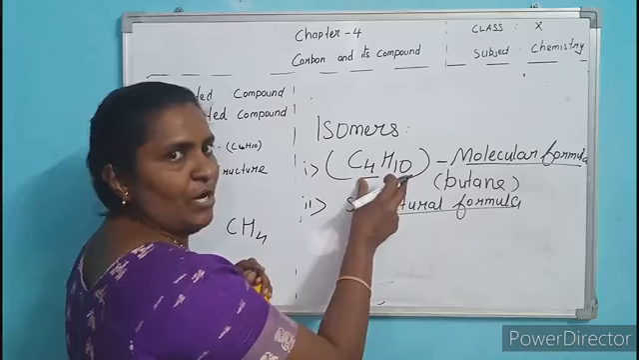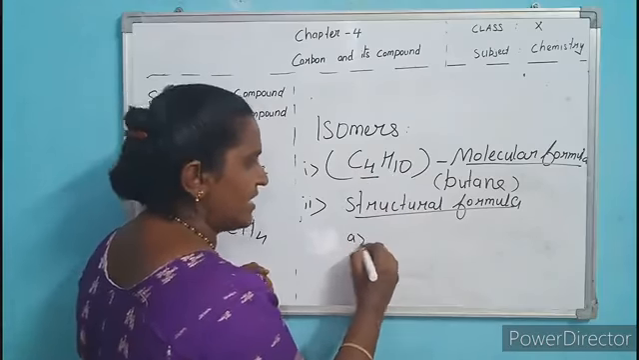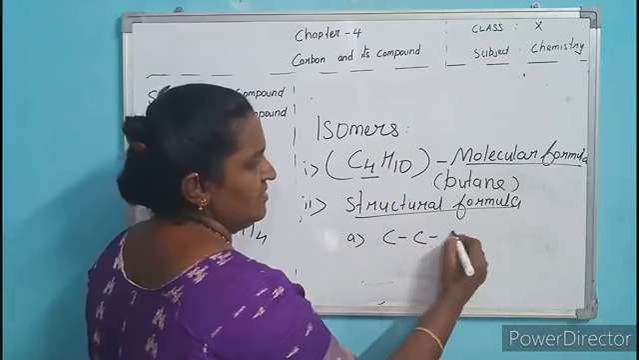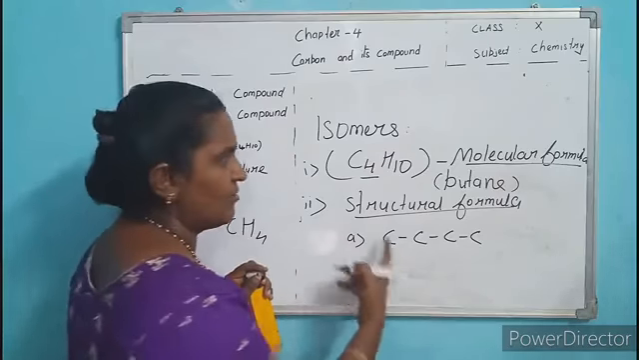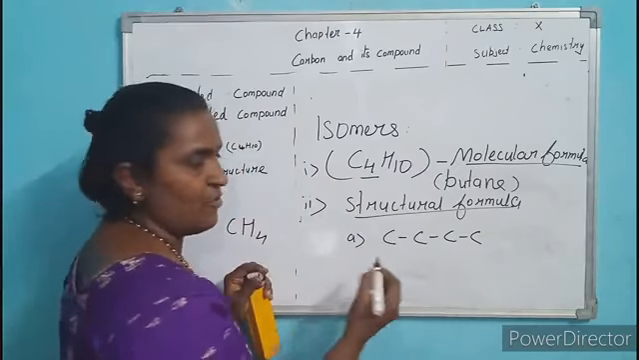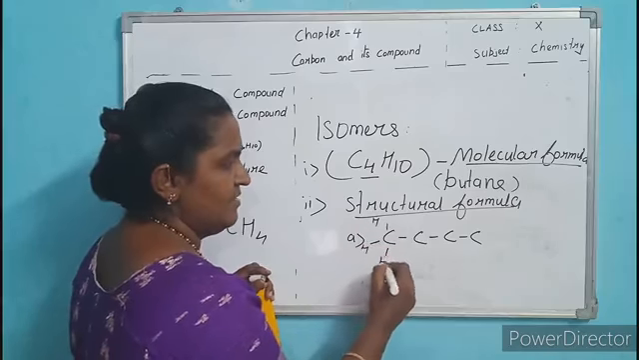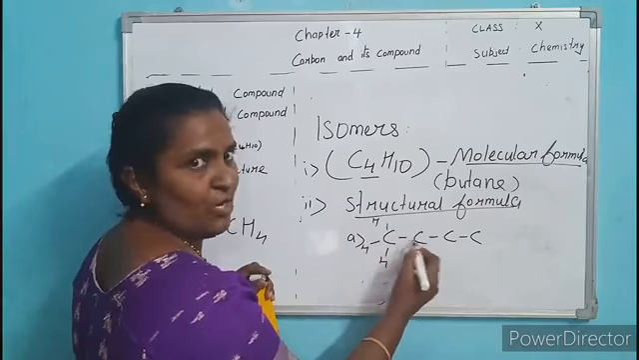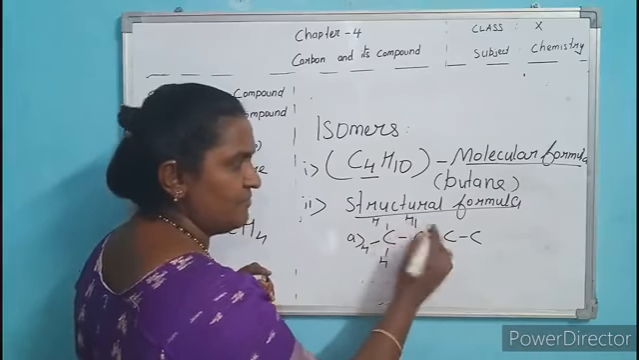For this compound, I am going to make different structural formulas. This is one structure. How many carbons? C4, isn't it? Yes or no? I am going to make a structure. Each carbon will have 4 bonds, I told you. Already 1 is there, so again 3. This carbon has 2 on both sides, 1 bond, then 3, 4. So total it becomes 4.